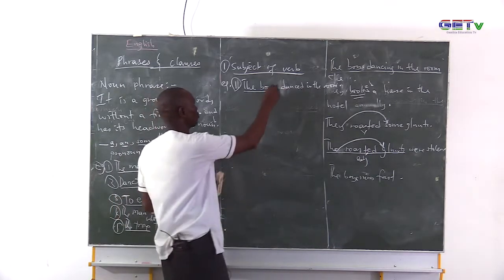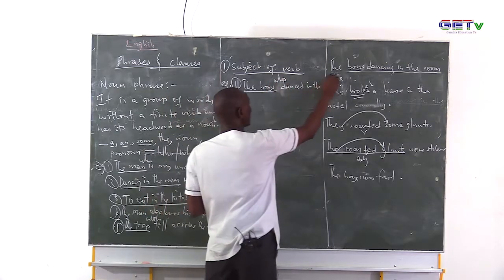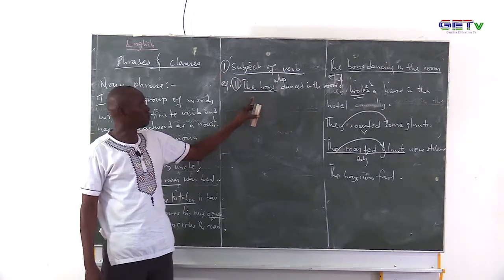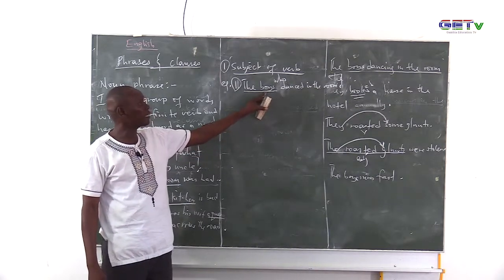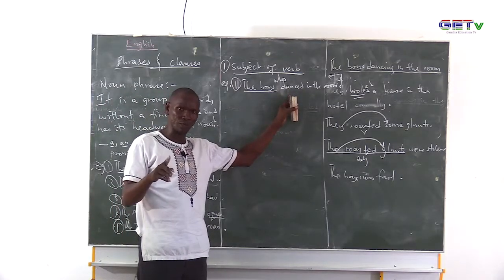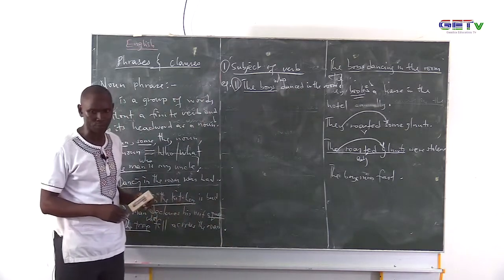Who danced in the room? If you put who here, who danced in the room, the answer is going to be the boys. You get the point? So this becomes a noun phrase, and it is subject of the verb danced. I hope you are flowing. Good. So we move on to another example.